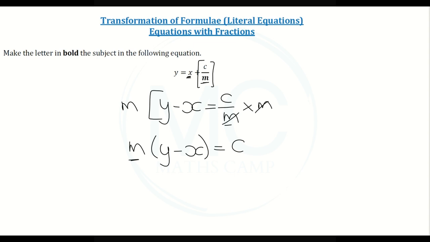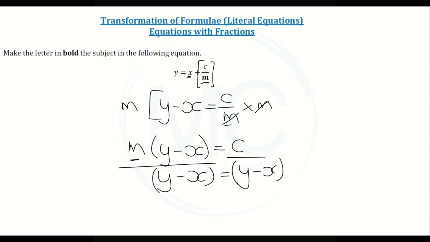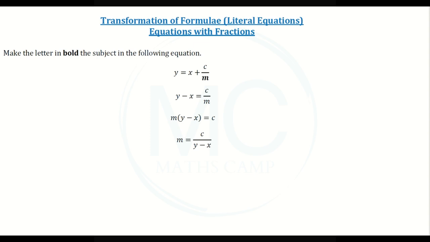So we need to divide both sides by the bracket y minus x. So the left side is divided by y minus x, and the right is c over y minus x. Put that into a bracket. Put this into a bracket. Now on the left, y minus x will cancel, and we have m is equal to c over the bracket y minus x. And we have now completed this question. Please have a look at more examples like this before you continue with these videos.